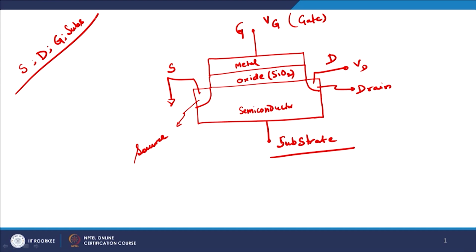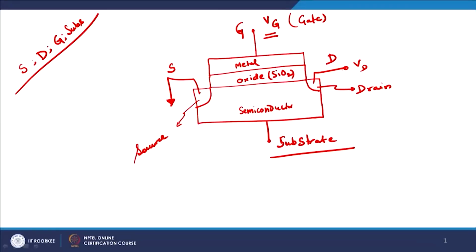Typically, for all practical purposes, my source is grounded, and that is the reason I have shown the source to be grounded here, which means that the potential on the source side is approximately or exactly equal to 0. We give a bias on the gate side and drain side, and then we try to find out the current through the drain side, right. So, ID is the current through the drain side, which means that the current is flowing through the drain side.